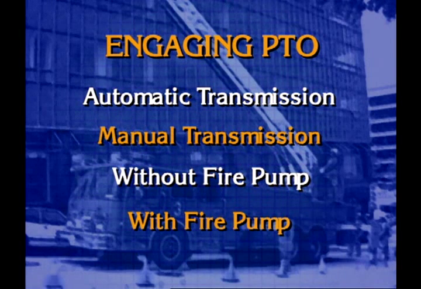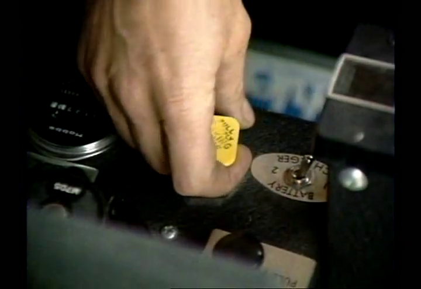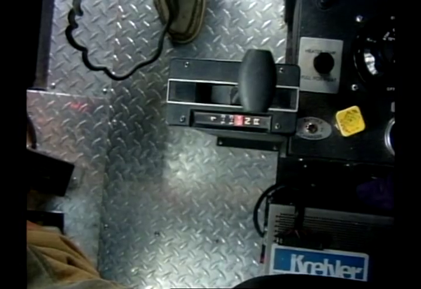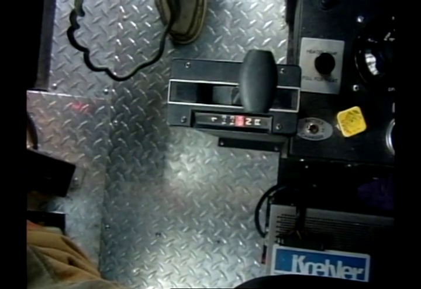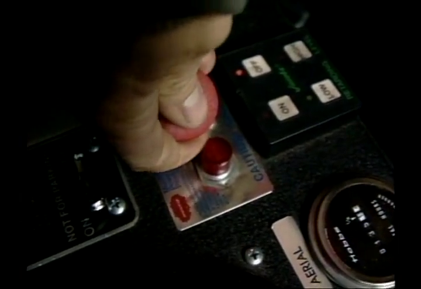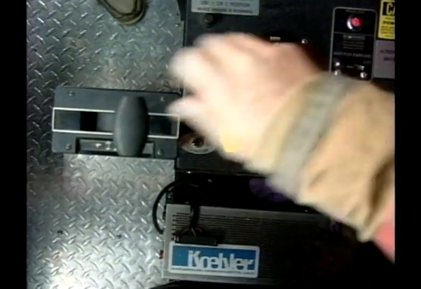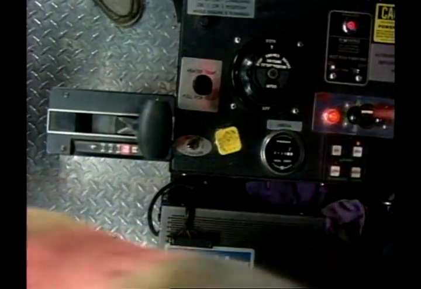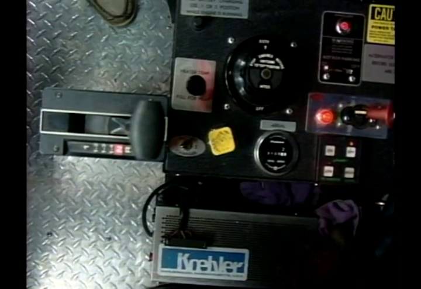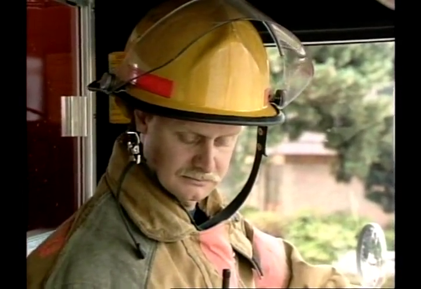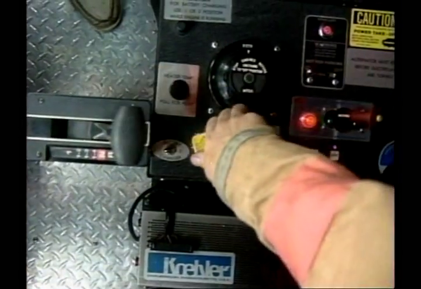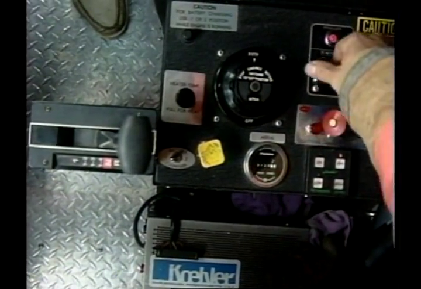To engage the PTO in an apparatus with an automatic transmission but no fire pump, Step 1, set the parking brake. Step 2, place the transmission selector in a drive gear. Step 3, activate the PTO selector switch. Step 4, place the transmission selector in neutral. If the PTO transfer is complete, you will see the PTO indicator light come on. To disengage the PTO, deactivate the PTO selector switch while the transmission is in neutral.